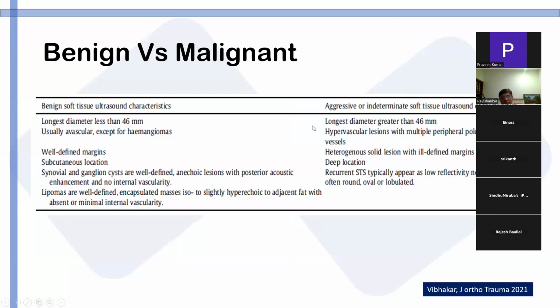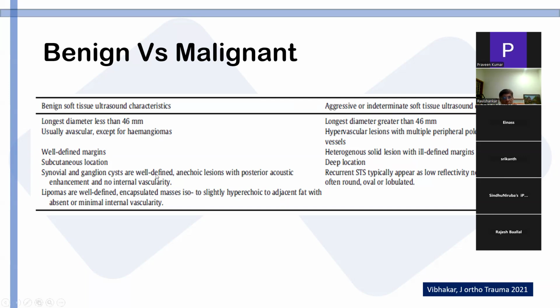Before we go to that, as you said, you can differentiate whether it is benign or malignant on ultrasound features. You're quite right. But again, remember the sensitivity does not change. It is still 70%. So if you have a lump which is less than 46 millimeters, which is avascular, exception being hemangioma, well-defined margins, not deep but subcutaneous in location, then you can say that it is benign, right?